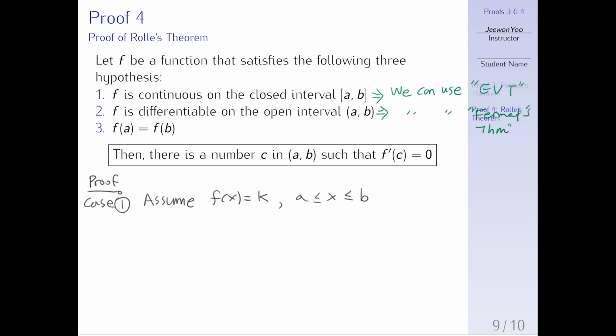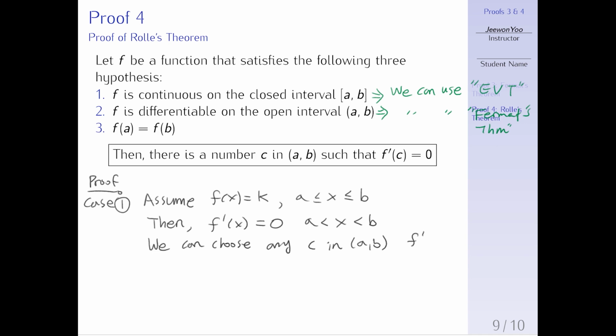Then the derivative of any number is 0, right? So we can just say f prime of x is equal to 0 for any x in between a and b in the open interval. So we can choose any c in between a and b, which gives us a result, which is f prime of c is equal to 0. This is the end of case 1.